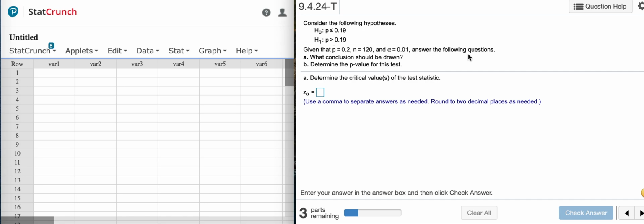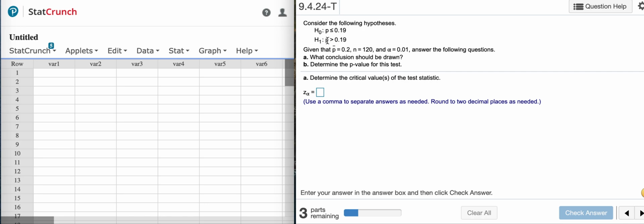So here we're going to answer the following questions. What conclusions should be drawn? We're going to step through the process. Determine the critical values of the test statistic. Well, here we're doing a one-sided test, and for that one-sided test we need a significance level of 0.01. So we need a p-value equal to 0.01, arguing greater than.